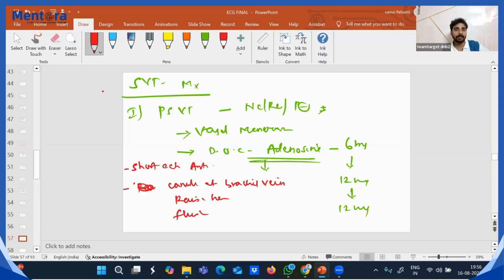Otherwise, because it's a short-acting antiarrhythmic, it is taken up by the cells. It is not taken up by the heart. It won't act. Sir, central line, can't we give via central line?